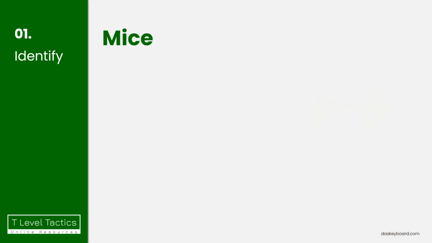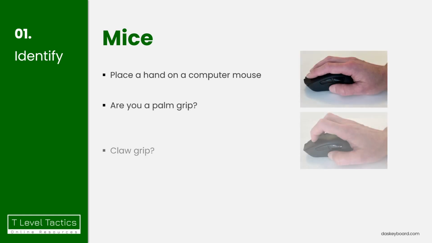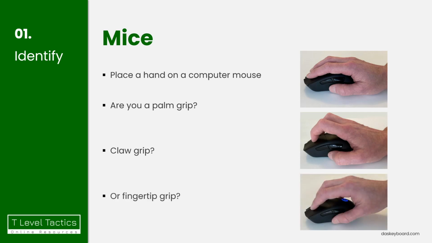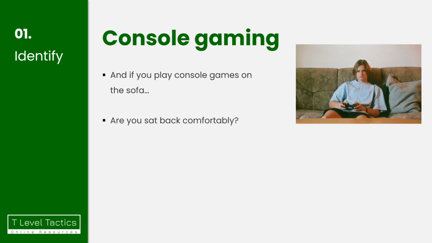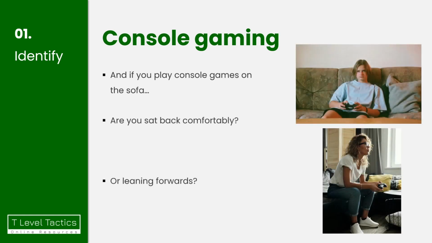Now let's look at mice. Put your hand on a computer mouse. Don't move it. Are you a palm grip, a claw grip, or a fingertip grip? Everyone's got a different natural position they put their hand in when they use a computer mouse. So whatever comes naturally to you. And if you're a console gamer that plays on the sofa, do you sit back comfortably when you're playing? Or are you leaning forwards trying to get into the action? Sometimes this changes depending on what game you're playing.